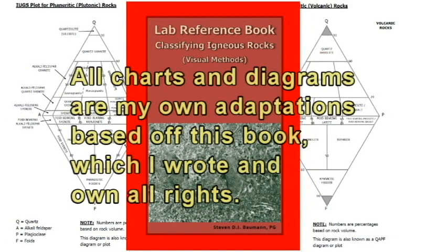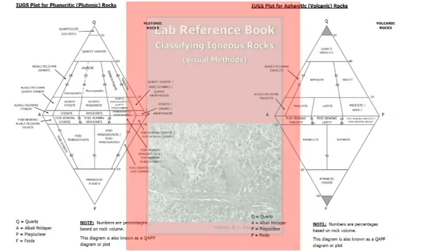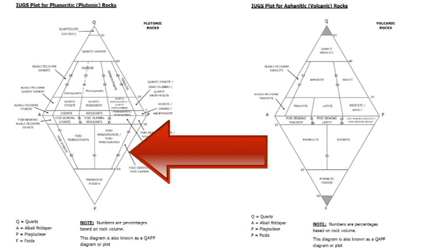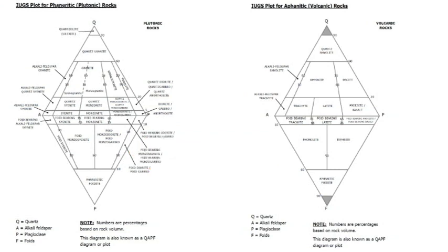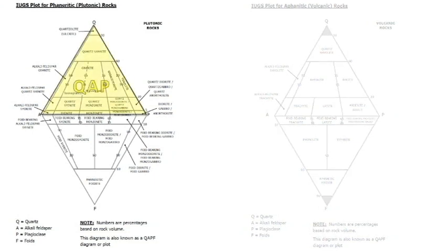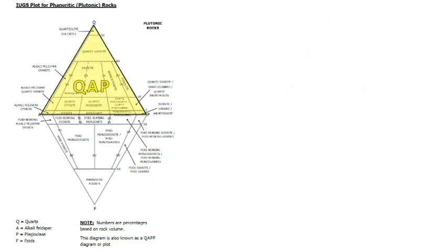The QAPF diagram is basically two ternaries, one right side up, one upside down. And you only use one at a time. The thing about this is, and I've said this before, if your rock has any primary quartz in it at all, you're going to use the QAP part, or the top part of the diagram. Why is that?